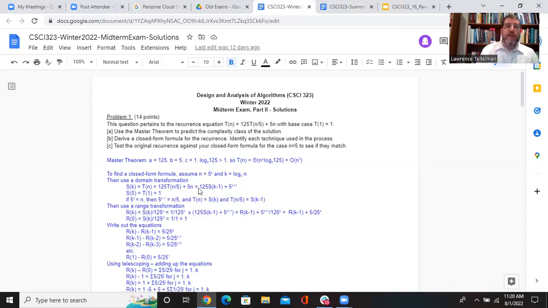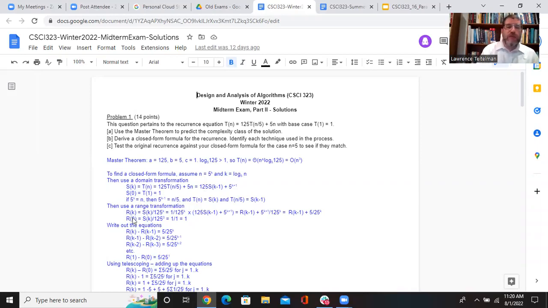Okay, so with that, our recurrence now becomes S of k equals 125 S of k minus 1 plus 5 to the k plus 1. And this is the reason why that's true. But the problem is we still have this ugly 125. What we would like to do is get to the point where we can do telescoping. With that 125 in the front, we can't do telescoping. So what we do instead is we make a range transformation. With the range transformation, that 125 is going to go away. So how do we do that?